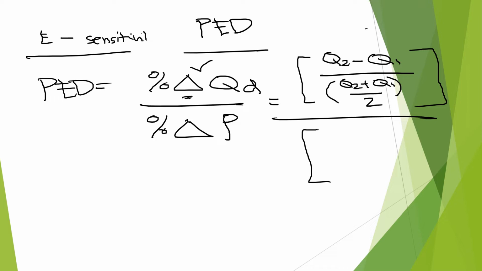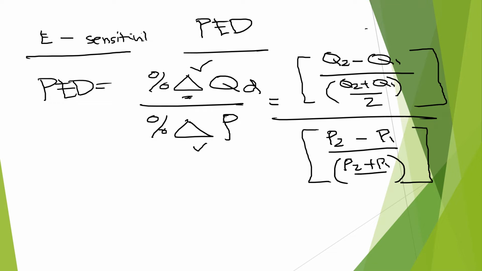Now, how about for the percentage change in price? So still, to get the change, you have to get the difference of the new price and the old price. And if we are to use the point formula, we can just simply divide it by P sub 1, the original price, and multiply it by 100 to get the percentage change. But we are not going to do that because we will be using the midpoint or the arc formula. So once again, we have to get the average of your old and your new price. So to do that, P2 plus P1 divided by 2. This is our price elasticity of demand formula.